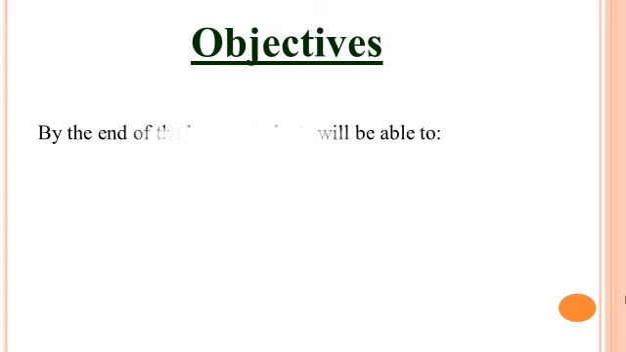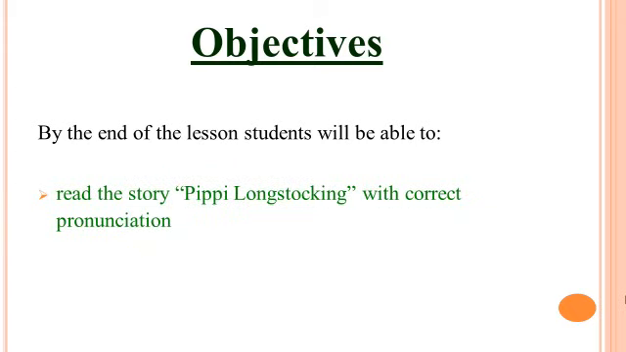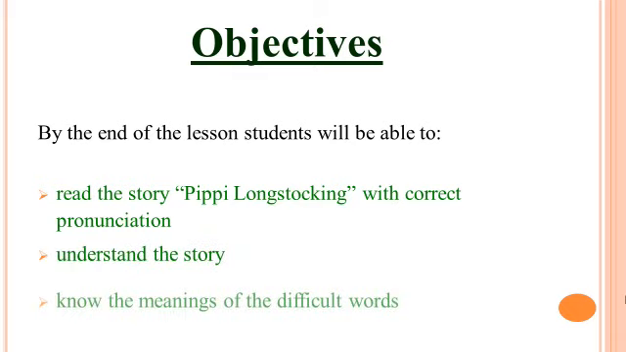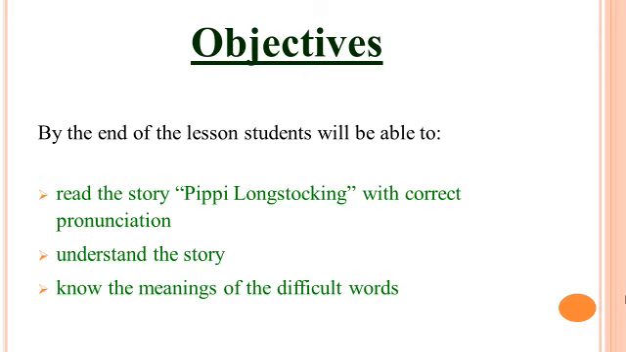Let's have a look at the objectives of today's lesson, which are: by the end of the lesson, students will be able to read the story Pipi Longstocking with correct pronunciation, understand the story, and know the meanings of the difficult words.